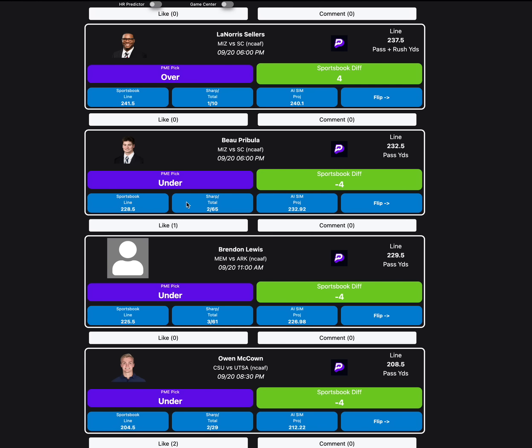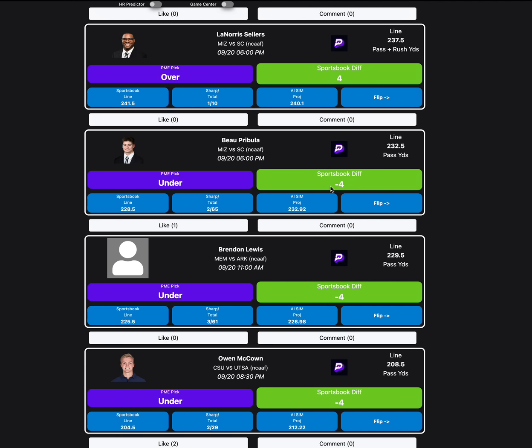Two sharp books are baked into that, as well as AI Sim at 232.9. So the AI Sim is very slightly on the over. This is one of those situations where you've got to make a decision. At Props Made Easy, it's good to have this type of be torn. It's like, do I go off this much data, or do I go off all of this data? Either way, you've got a lot of data on either side that you could choose from.